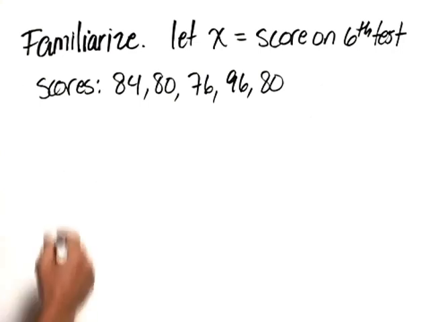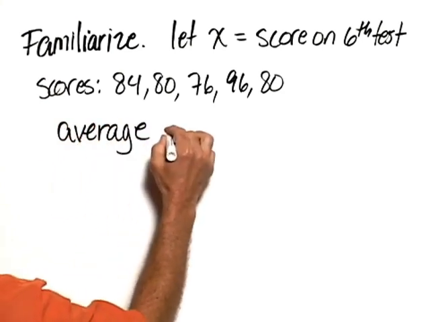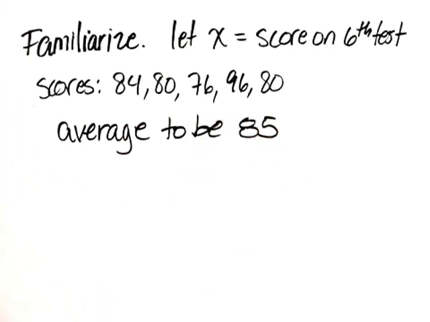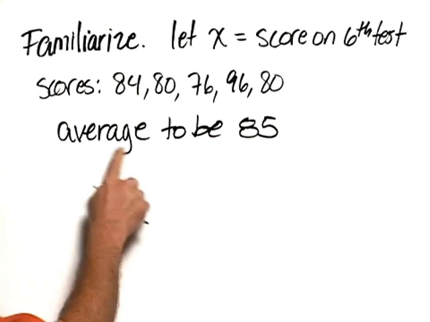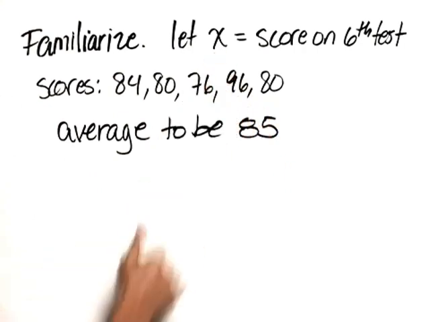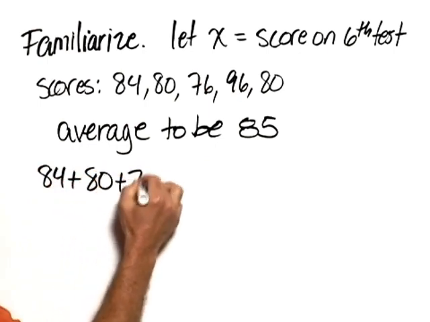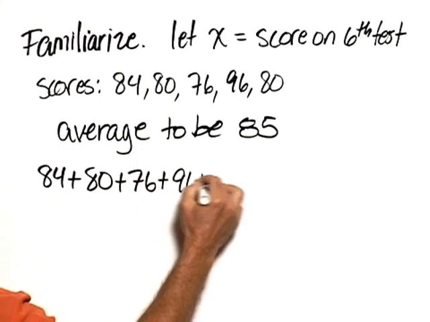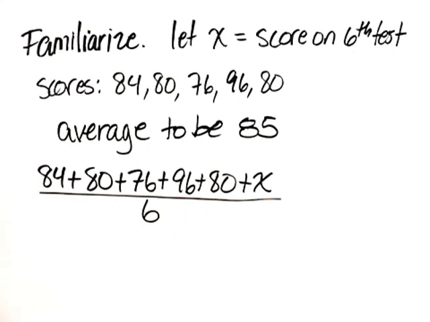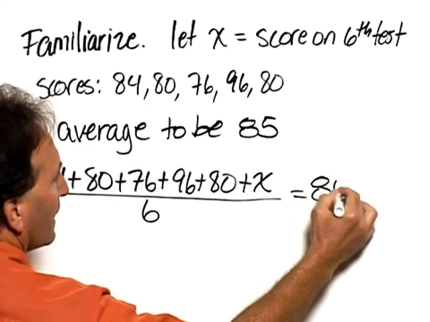Well, what we know is we want her average to be 85. And we'll translate that into math by saying the average is the sum of all her test scores, plus this one, divided by the number of test scores. In other words, 84 plus 80 plus 76 plus 96 plus 80 plus x, all divided by 6 because there are 6 scores, and that average has to be, so that's the equals, 85.